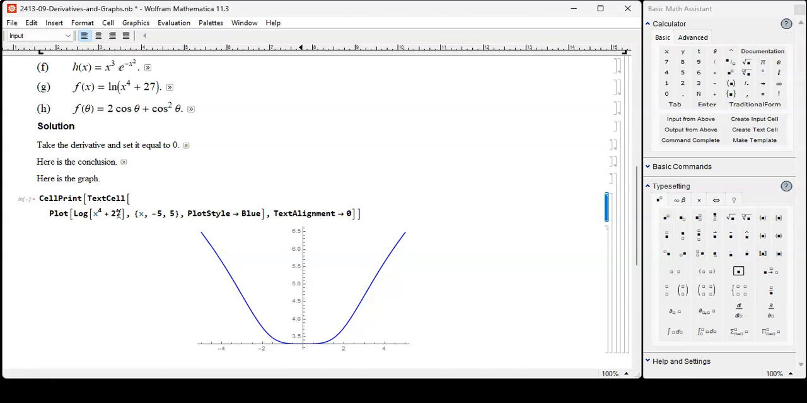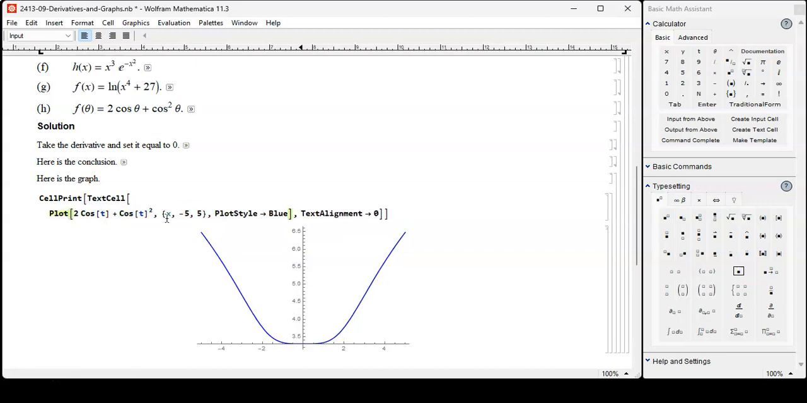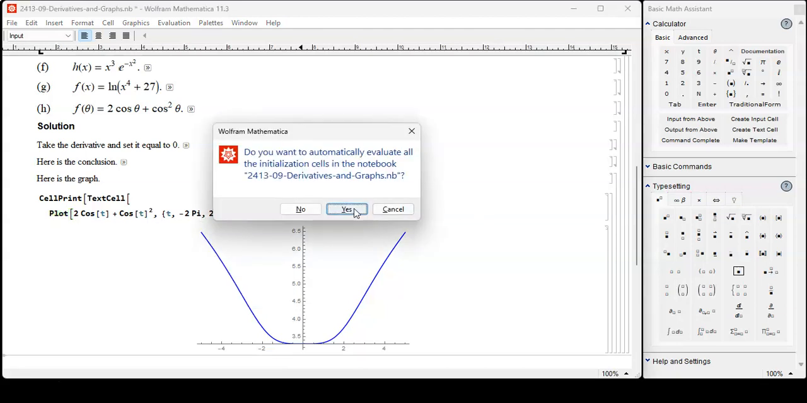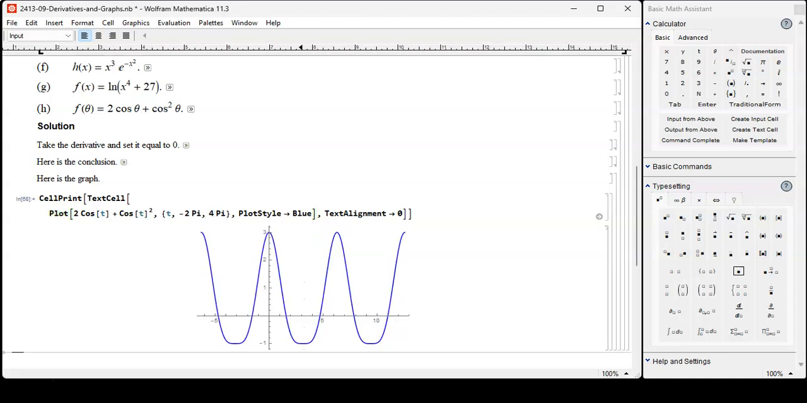I want cosine of t plus cosine of t squared, and not x, but t is going from negative 2 pi to 2 pi. Okay, this is a periodic function, so I expected negative 2 pi to, let's go to 4 pi. Okay, all right. Looks like the same pattern is repeating.